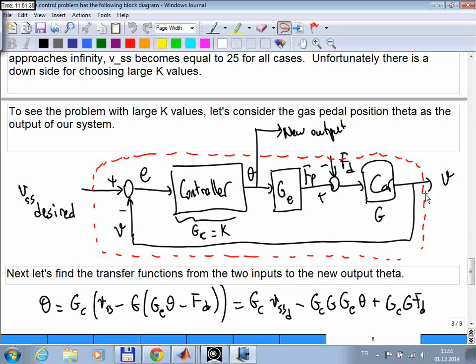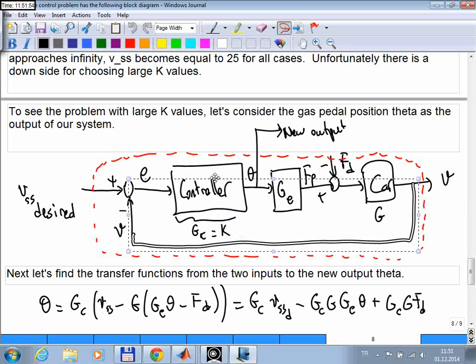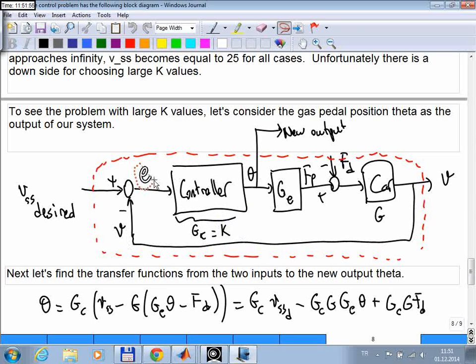So the output depends on your purposes. In this case, in addition to the speed of the car, we should take a look at the gas pedal position to see what the controller is actually doing. So the controller is this box here. The input to the controller is the speed error. So the controller transfer function is just a constant number. Whatever the speed error is, the controller multiplies that error with a constant number, and that becomes the output of the controller, which is the gas pedal position.